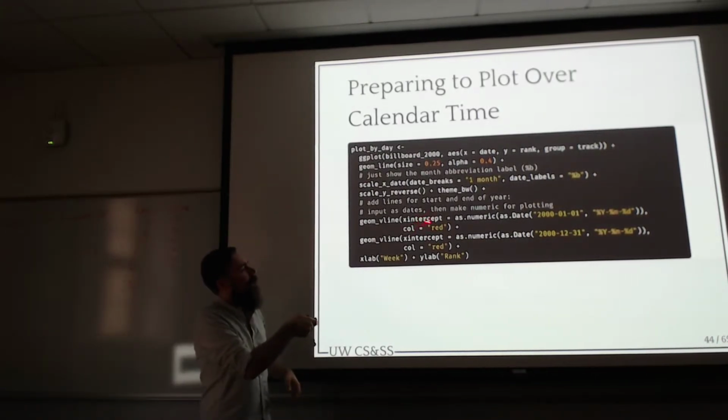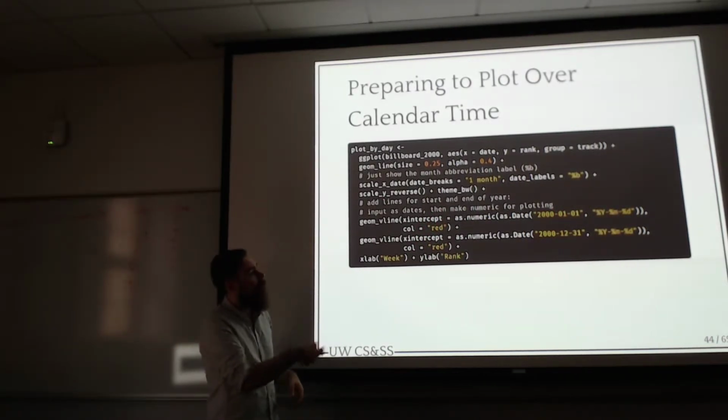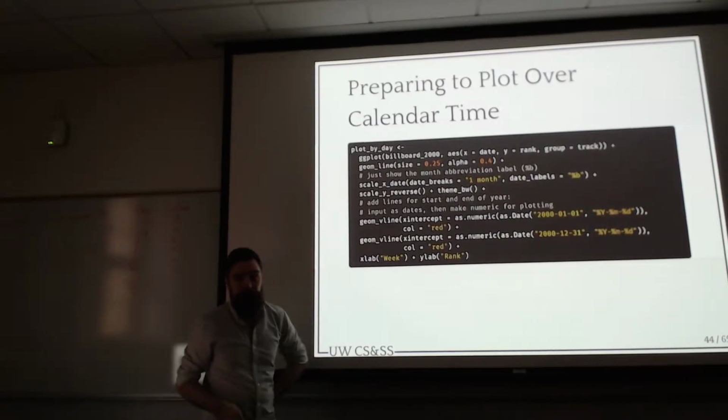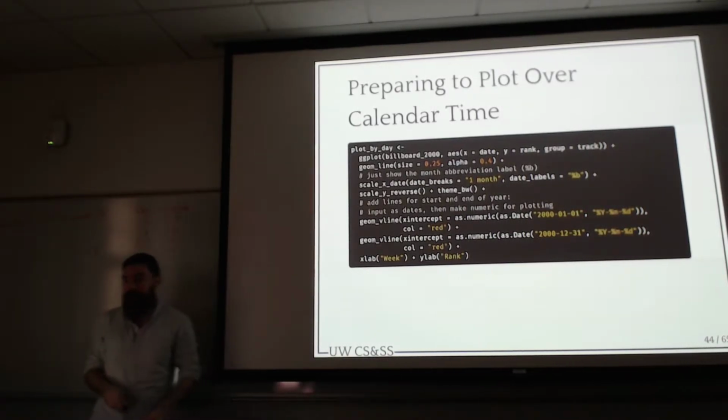Notice how to make these lines go where I want, I gave it time date objects. I said I want this to be year 2000, January 1st, and I had to say format it as %Y is 4-digit year, %M is 2-digit month, %D is 2-digit day. Okay?